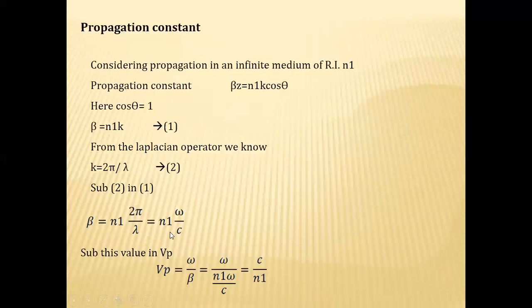Substituting this beta value in phase velocity, we know Vp, the phase velocity, is omega by beta. So by substituting beta is equal to N1 into omega by C, we will get Vp is equal to C divided by N1.